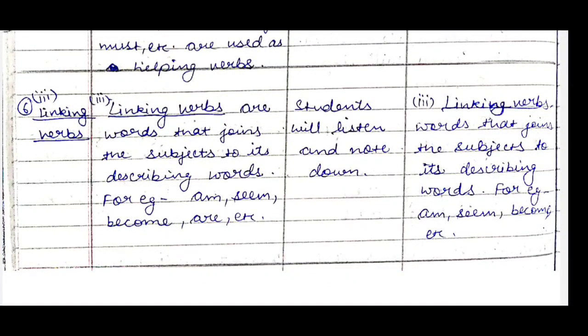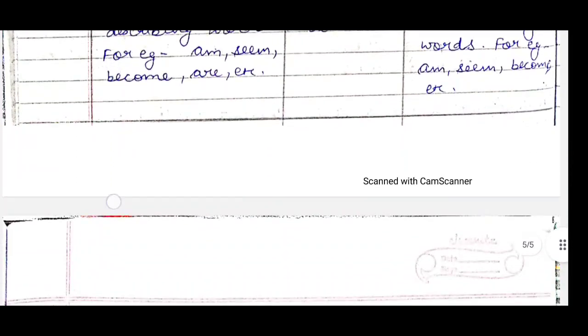So linking verbs are words that join the subject to its describing words. They perform an action of linking, like the name suggests. For example, am, seen, come, become, are, etc. Students will listen and note down. So we'll write on the blackboard: linking verbs, words that join the subject to its describing words. For example, am, seen, become, etc. You can give the examples in sentences also. You can make the sentences and give them examples like that too.